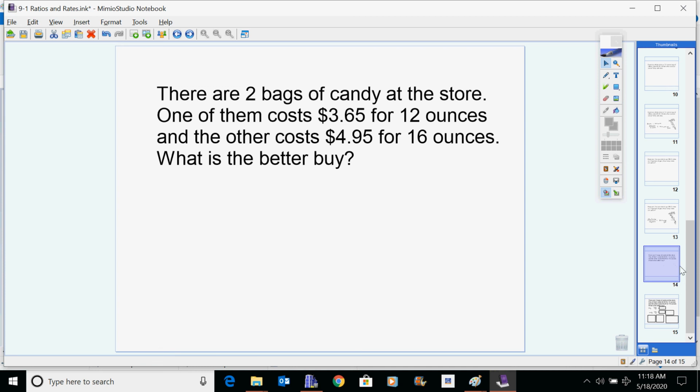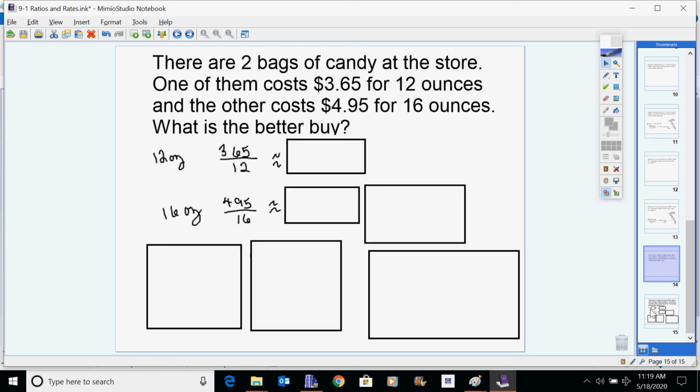You want to find out for sure if that's going to be the most economical. The better buy is the one that gives you the less cost per ounce. Sometimes it'll be the bigger bag, but sometimes it'll be the smaller bag, so you should be able to do the math to figure out what's the better buy. So for the 12-ounce bag, we have 365 cents for 12 ounces, so how many cents per ounce are we getting? And 495 cents divided by 16 ounces.